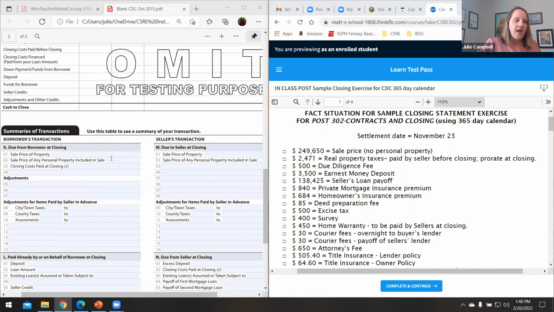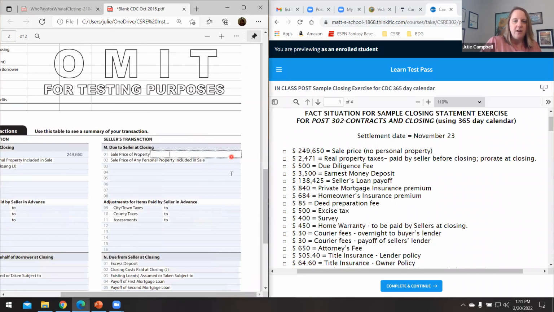And it tells us under K1 that a debit to the buyer, due from the borrower at closing, is the sales price of the property, $249,650. When I'm filling these in, I try to get my numbers to the far right edge so I can see them. I don't want a number to get buried over here somewhere and me not see it. Does everybody see what I'm saying? So when I fill in my blank closing disclosure, I put my numbers out here, so then I can just straight line add when I'm done instead of hunting and pecking.